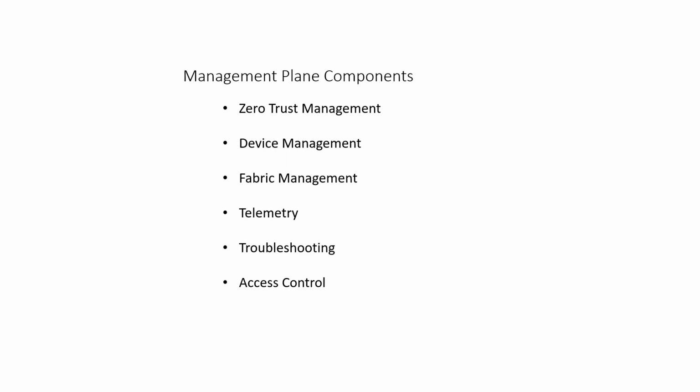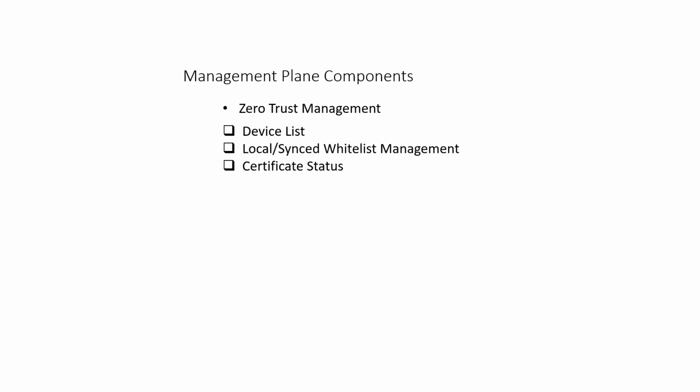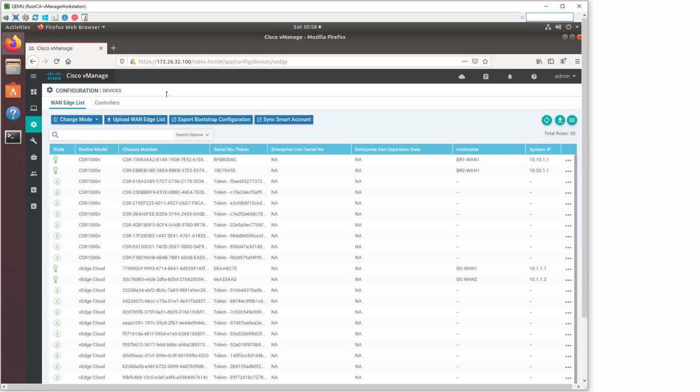So let's start with Zero Trust Management. I cover Zero Trust in detail in another video, so let's just focus on how vManage is used to manage the relationship. Now here's a list of devices which have been uploaded to vManage. This list is based on the whitelist that you obtained from Cisco that includes devices you've purchased, and it's accessible from the Cisco plug-and-play portal if you have a smart account.